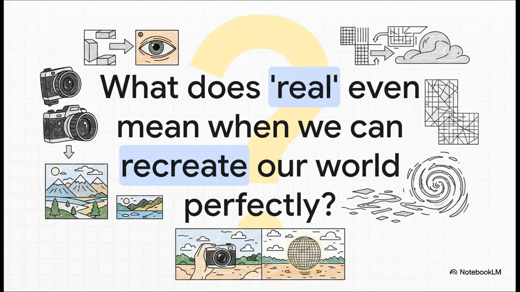And that kind of leaves us with this final, kind of mind-bending thought. We are really entering an era where the line between a real photograph and a computer-generated image is just dissolving completely. When we can capture and recreate our world this perfectly, from any angle we want, just from a few snapshots, what does real even mean anymore?